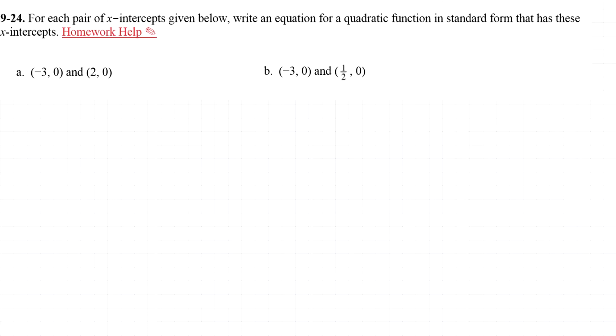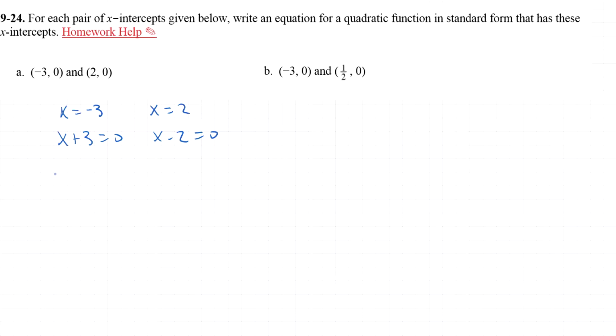924. For each pair of x-intercepts given below, write an equation for a quadratic function in standard form that has these x-intercepts. Okay, so what we learned is the zero product property is going to help us with this, and we learned that y equals, well actually let's work backwards. If we know that x equals -3 and x equals 2, we can work backwards. So if you bring -3 back to the other side, you're going to get x plus 3 equals 0 and x minus 2 equals 0.